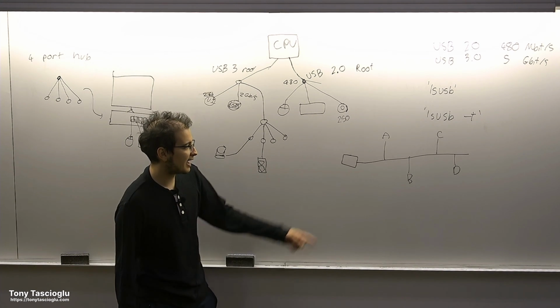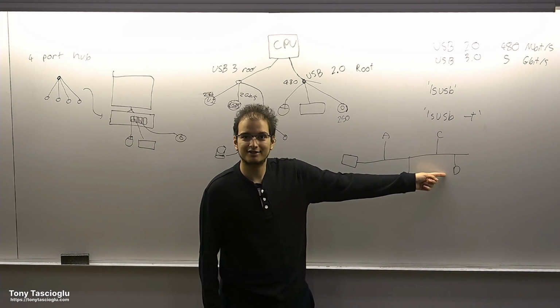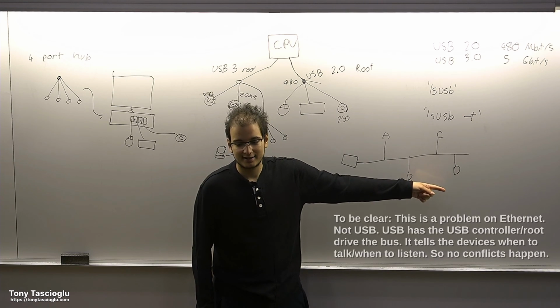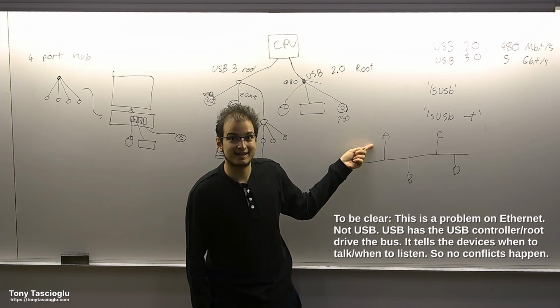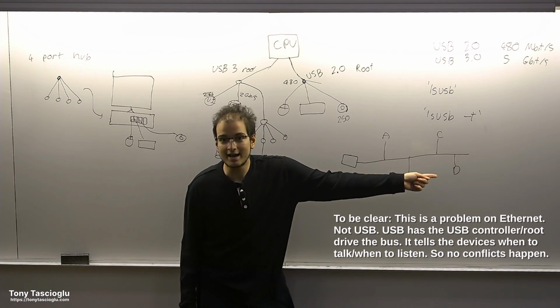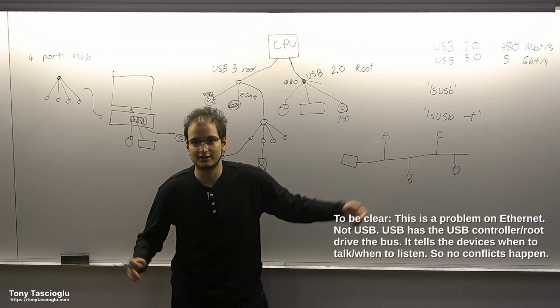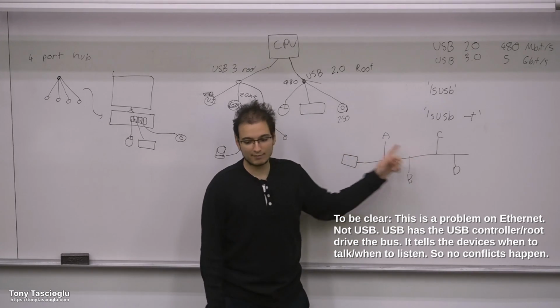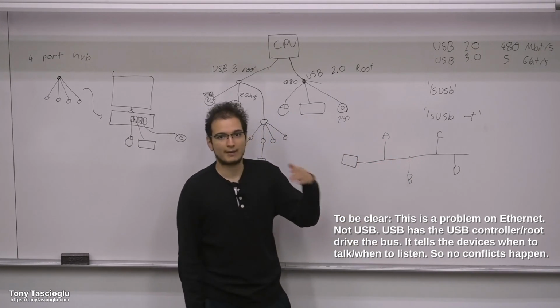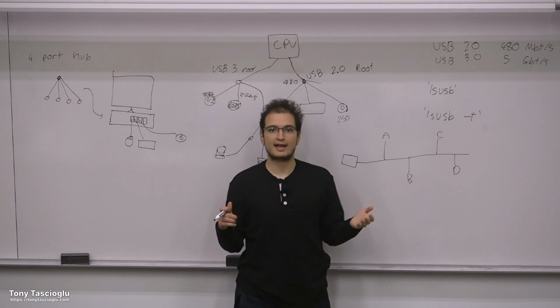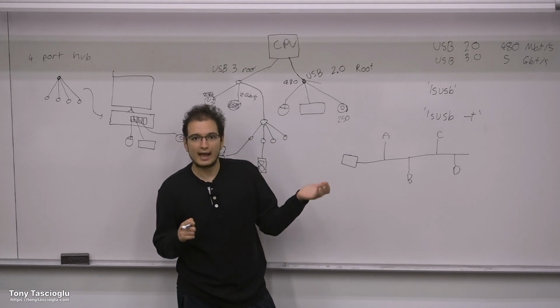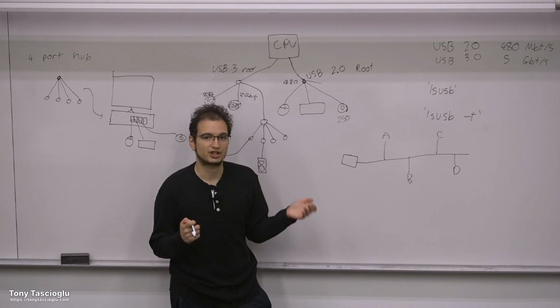Now, this means that when A talks, D shouldn't be talking, right? But the thing is, D doesn't know when A is going to send its own packet out. And if D and A send a packet out at the same time, that's a collision. So devices actually have to be somewhat careful to make sure that they're not talking at the same time. And with networks, this is solved with CSMA. And there's CSMA/CA, which is collision avoidance, and CD, which is collision detection.